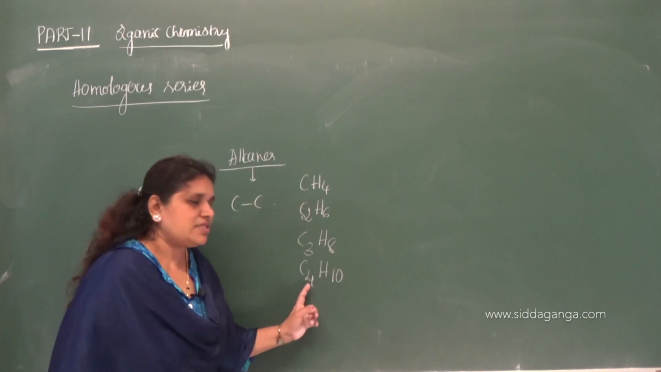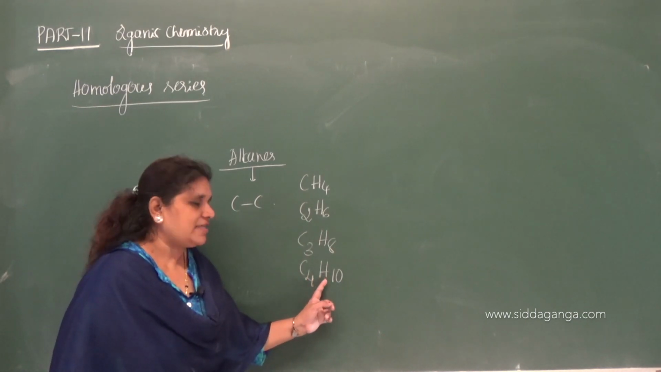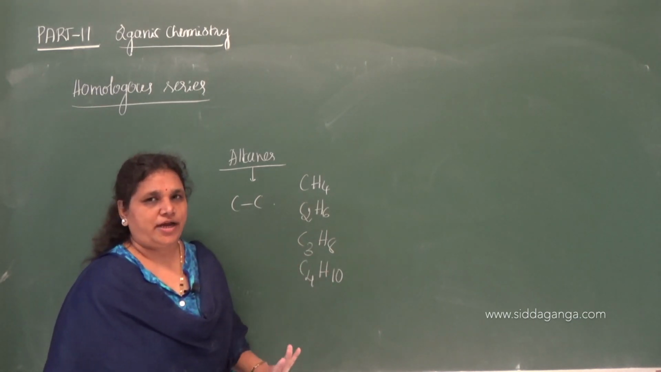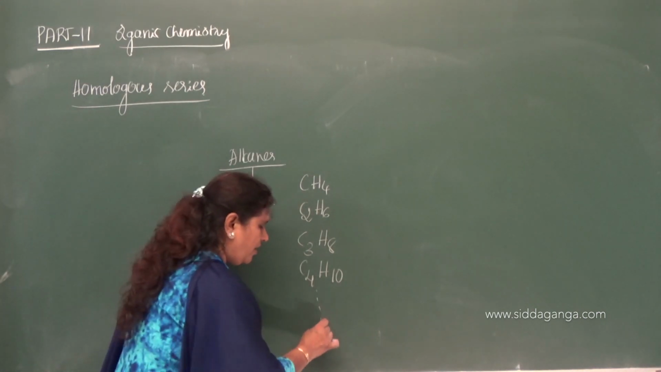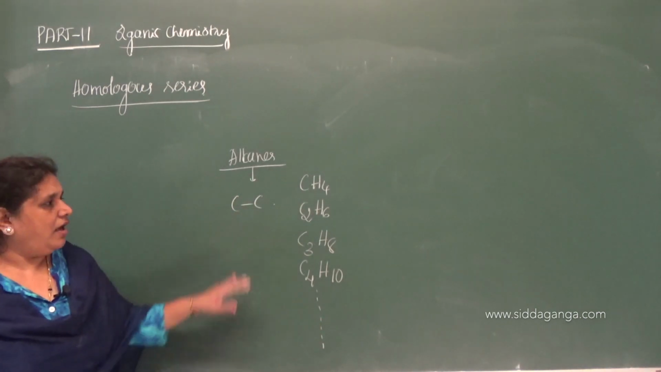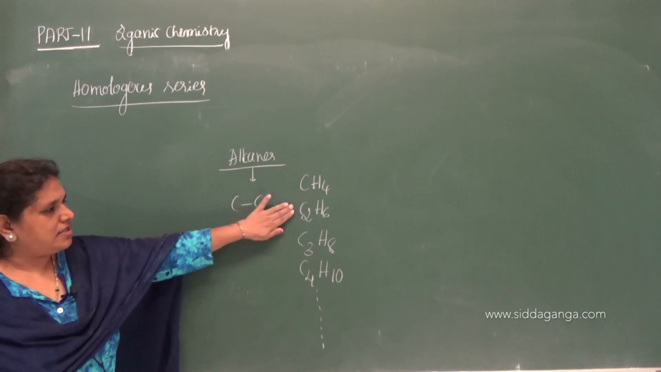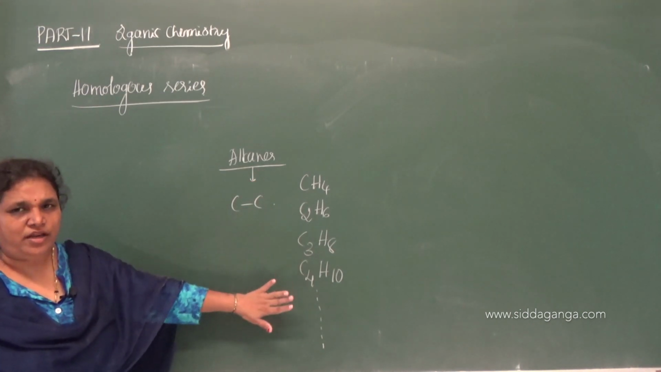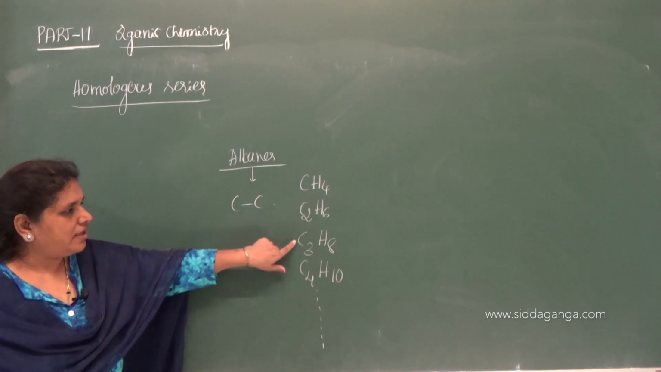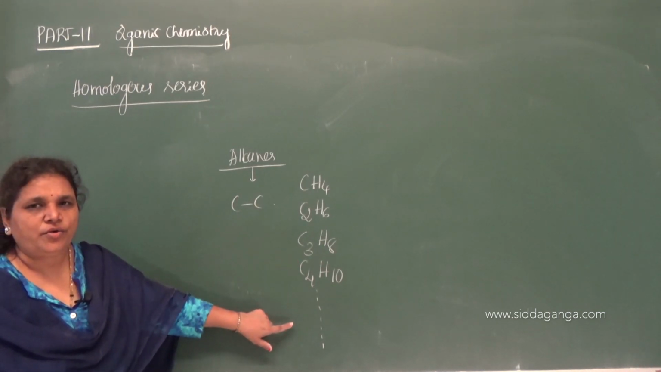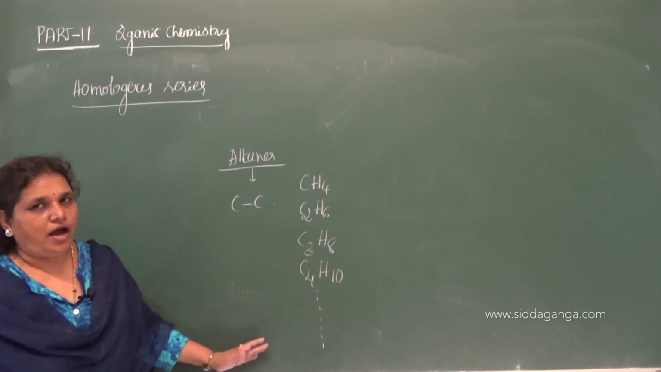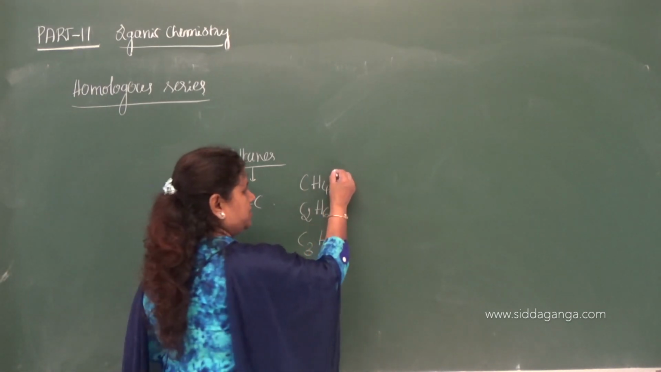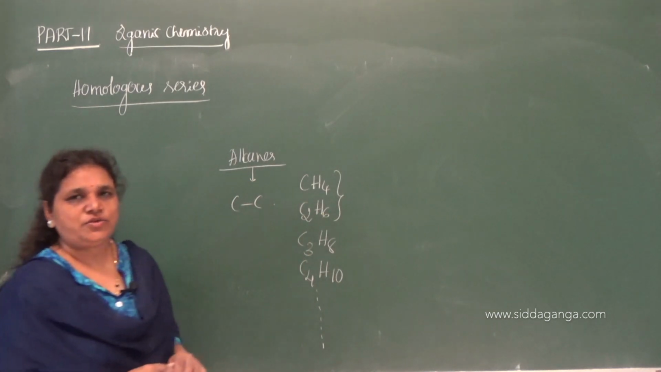So, the tetravalency of the 4 carbon atoms is satisfied by 10 hydrogen atoms. Like that, we can go on writing the next members of the alkanes. By increasing the number of carbon atoms by 1 unit, you will get a different alkane.